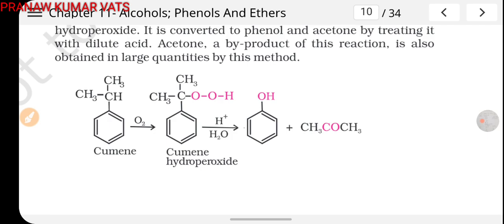When this cumene hydroperoxide is treated with acidulated water, acidic water, then it results in formation of phenol and acetone. This method is used worldwide for the preparation of phenol, and it is an industrial method of production of phenol.